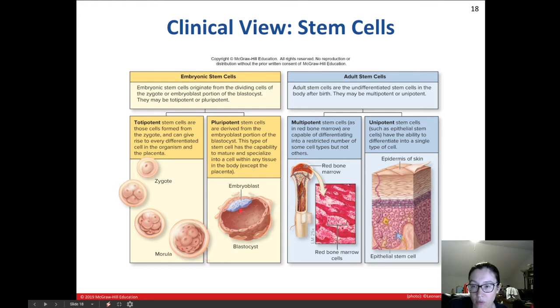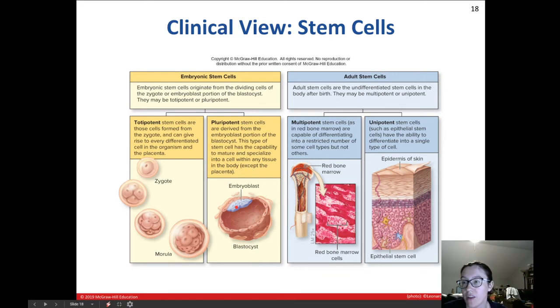Pluripotent is going to be these embryoblasts or inner cell mass cells. So if we took one of those out, this one has the capability to mature and to specialize into any cell within the body except the placenta, right? Because this part right here, the trophoblast, this is where the placenta comes from. So these have already decided, they're already differentiated, they've decided they're becoming the embryo, not the placenta. So we can take this one, this is pluripotent, to get stem cells there.